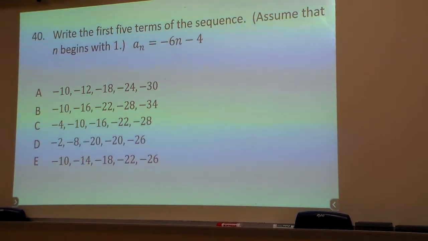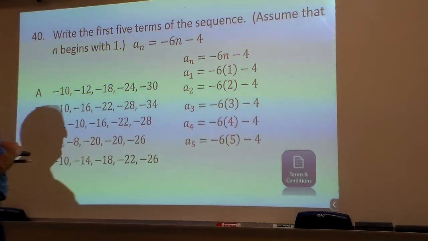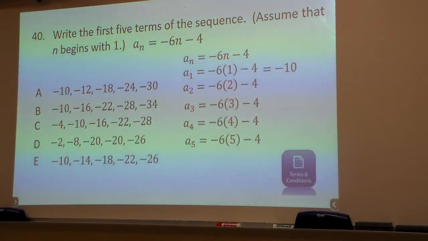And this one says write the first 5 terms of the sequence and assumes that n begins with 1. So basically I'm just going to plug in a 1, and then a 2, and then a 3, and a 4, and a 5. Negative 6 times 1 is negative 6, minus 4 makes negative 10. Negative 6 times 2 is negative 12, minus 4 is negative 16. Negative 6 times 3 is negative 18, minus 4 is negative 22. Negative 6 times 4 is negative 24, minus 4 is negative 28. Negative 6 times 5 is negative 30, minus 4 which is negative 34.